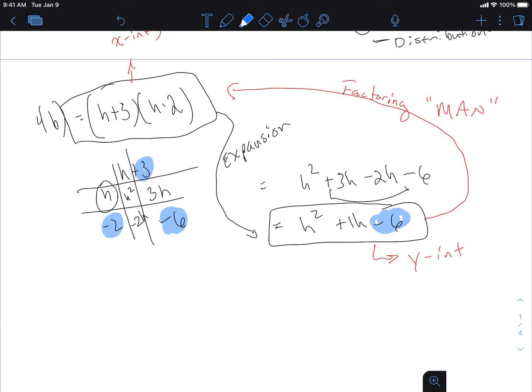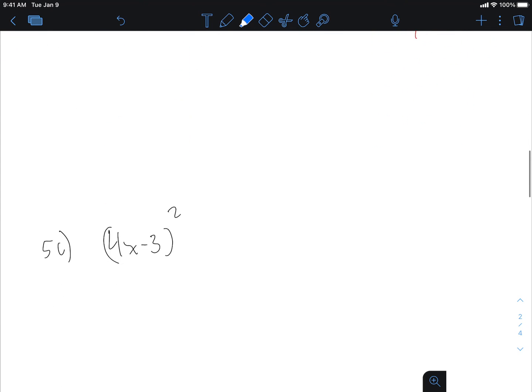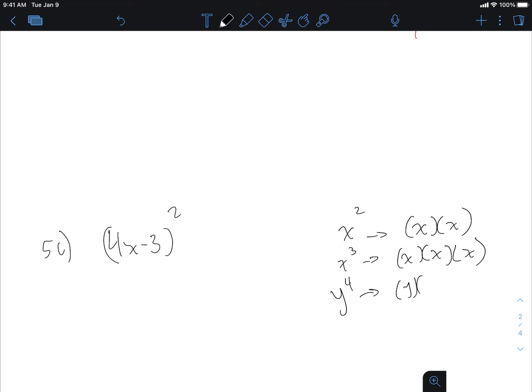Now, there's only one really other trick that I can throw at you. It's when I give you something like this next question. Some people look at that and don't know what to do. Well, if you remember, and I talked about this yesterday too, if I wrote down something like x squared, that's the same thing as x times x. If I wrote down x cubed, that's x times x times x. And it doesn't have to be just x. y to the power 4 is y times y times y times y.